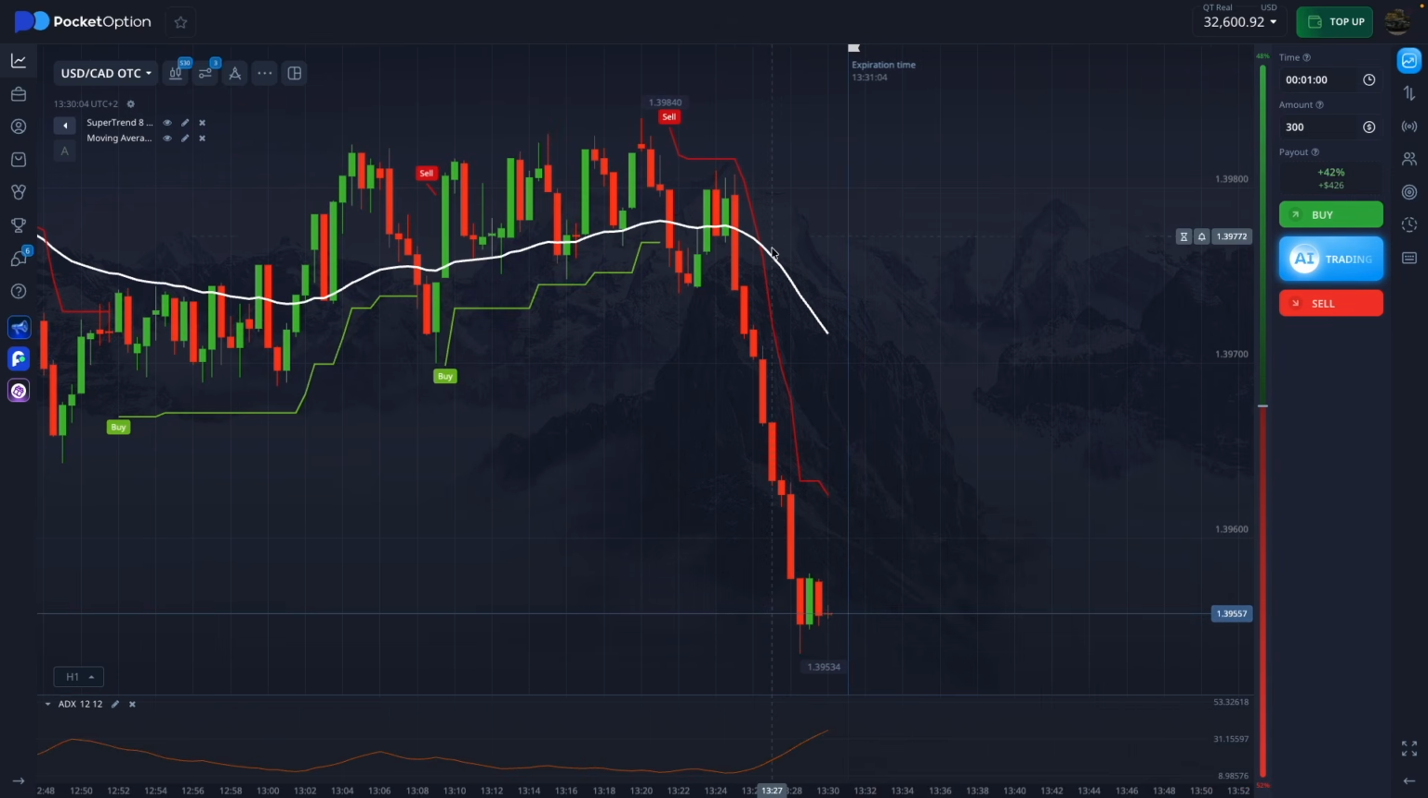I see what the other 2 indicators show. So, briefly about how I work with the moving average. It is set to a fairly large period here, and I just observe where the price is going in the medium-term perspective.